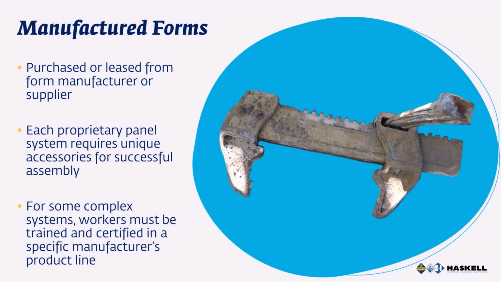Manufactured form systems are available for lease or purchase. Each proprietary panel system requires unique accessories for successful assembly. For some complex systems, workers must be trained and certified in the specific manufacturer's product line in order to be able to assemble their forms.